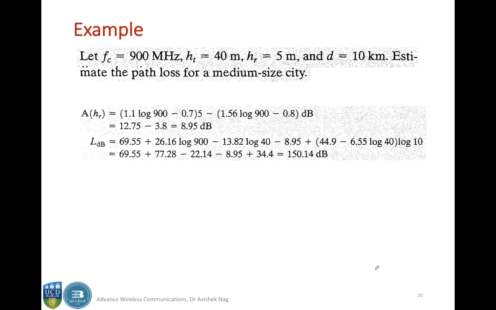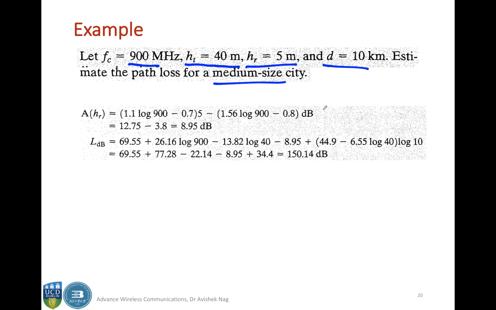So moving on, let's see an example to be able to appreciate this path loss dependency on the environment. Let's say you have FC equal to 900 megahertz, a transmitting antenna height of 40 meter, a receiving antenna height of 5 meter, and the distance between the two antennas being 10 kilometer. What would be the path loss for a medium sized city?